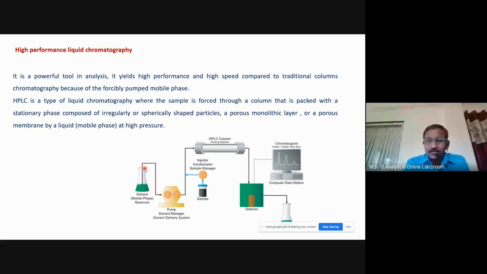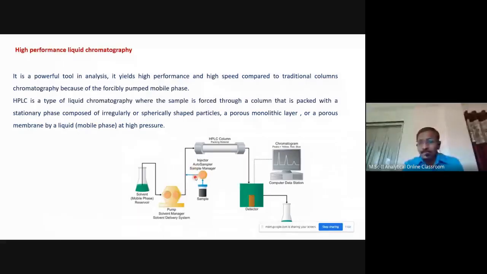In the reservoir, mostly we can use the bottle directly, even though we can represent it over here. We use bottles directly of a particular polarity, and then you can pass it through this, and by using this pump, you have to maintain this pressure, and it can be passed through this delivery system to the HPLC column. And here is the injector. Again, an automatic sampler is there.